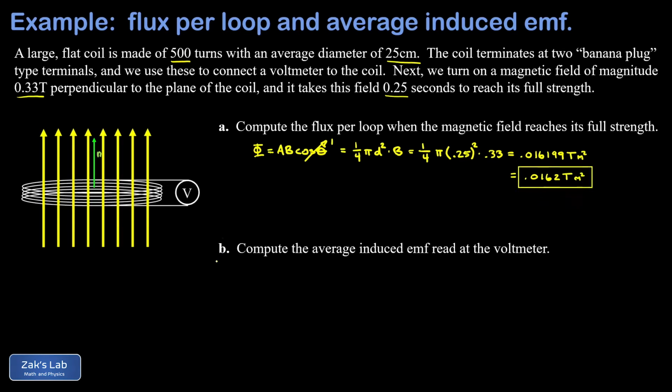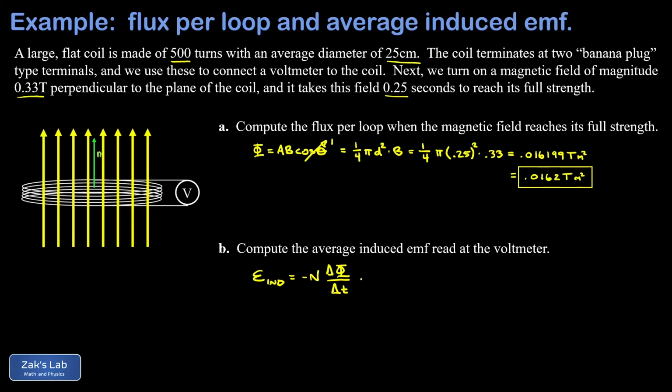In part B, we want the average induced EMF read at the voltmeter. So we have a changing magnetic field through these coils. We know that an EMF is induced in a direction that opposes the change in magnetic flux. And the formula for this is normally written like this. E induced is negative N delta phi over delta t.